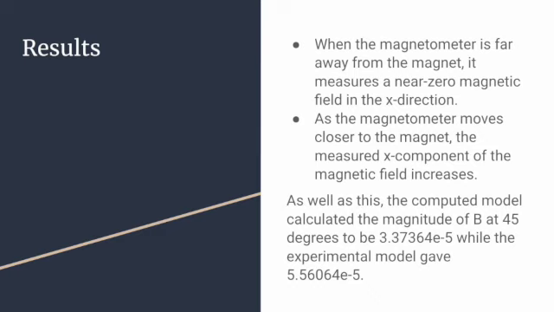And we can reach 2 conclusions with this. When the magnetometer is far away from the magnet, it measures near 0 magnetic field in the x direction. And as the magnetometer moves closer to the magnet, the measured x component of the magnetic field increases. As well as this, the computed model calculated the magnitude of B at 45 degrees to be 3.37 times 10 to the negative 5, while the experimental model gave 5.56 times 10 to the negative 5.